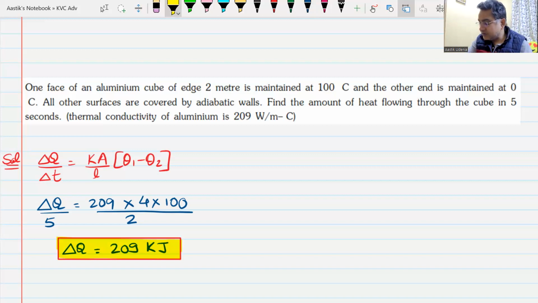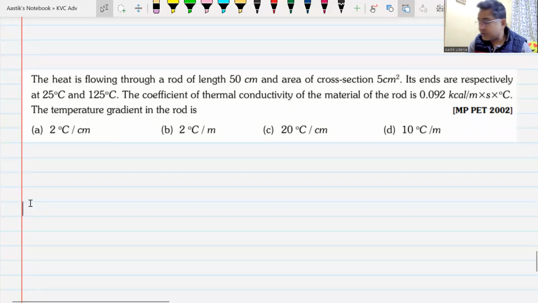The next question comes on your screen now. Heat is flowing through a rod of length 50 centimeters and area of cross section 5 centimeters squared. Its ends are at 25 and 125 degrees Celsius respectively. The coefficient of thermal conductivity is also given. What is the temperature gradient in the rod? Assuming it to be in steady state, I'll give you a minute to do it.